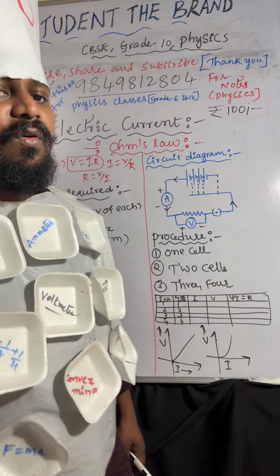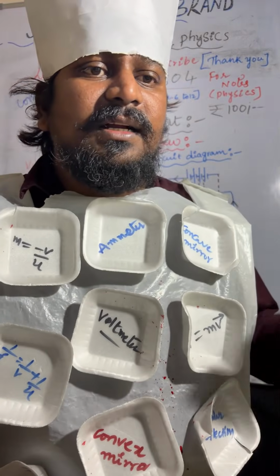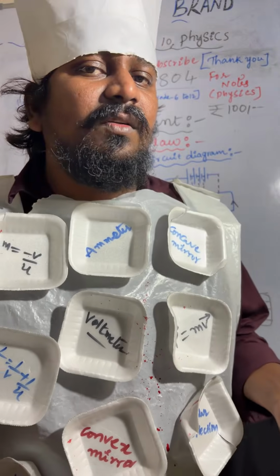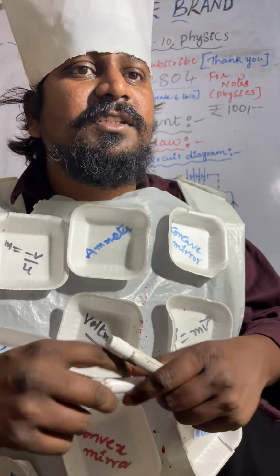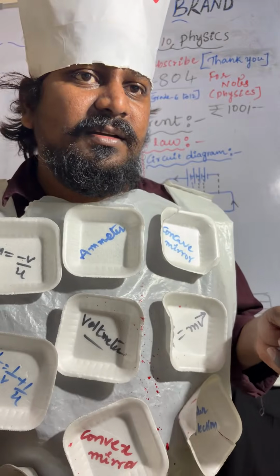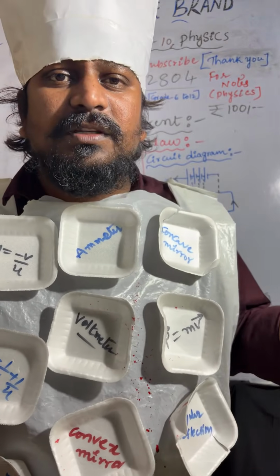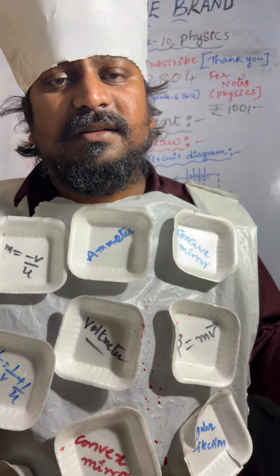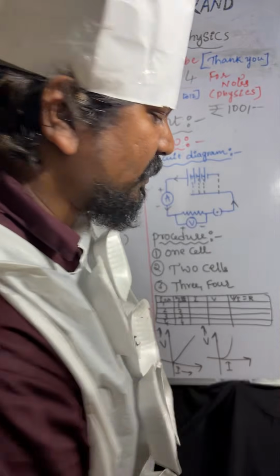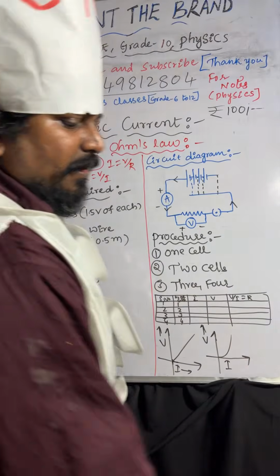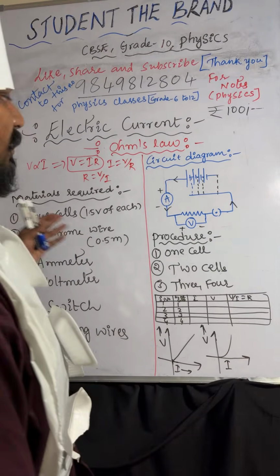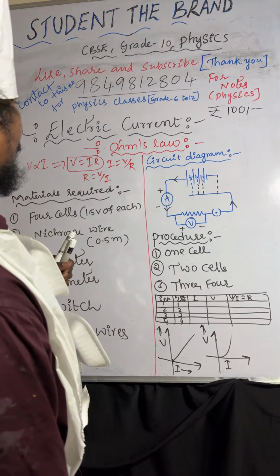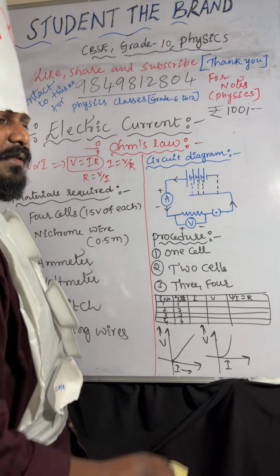Ohmic conductors are the conductors which obey Ohm's law. The conductors which do not obey Ohm's law are called non-ohmic conductors. Okay, so I hope it is very clear. This is about the materials required and Ohm's law. Let's start.